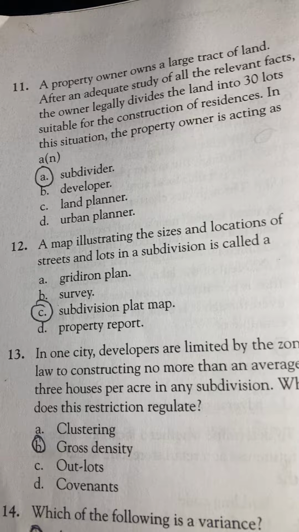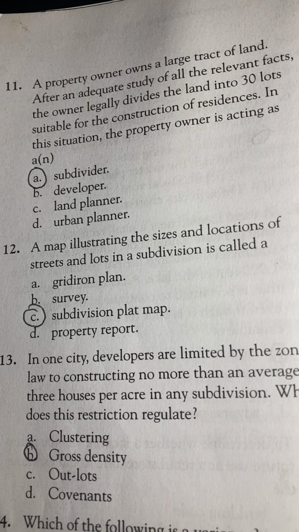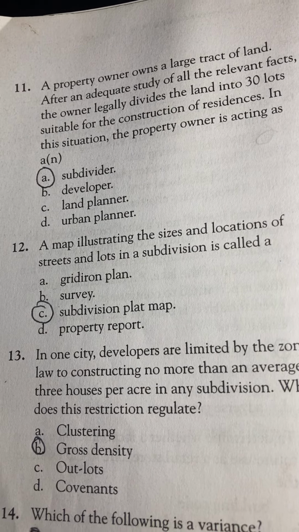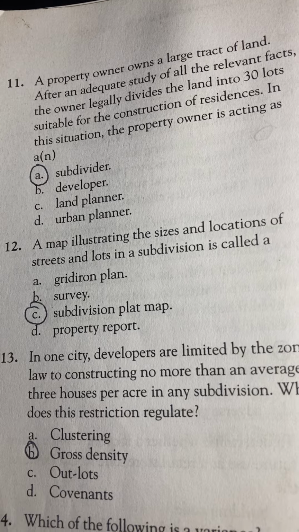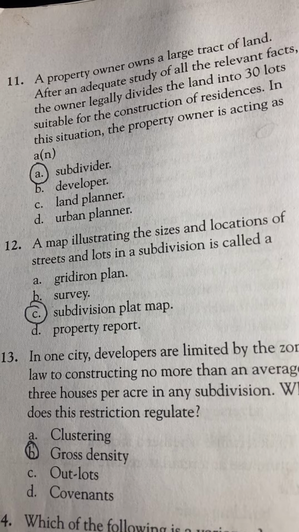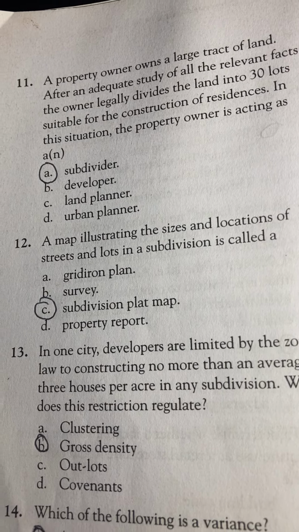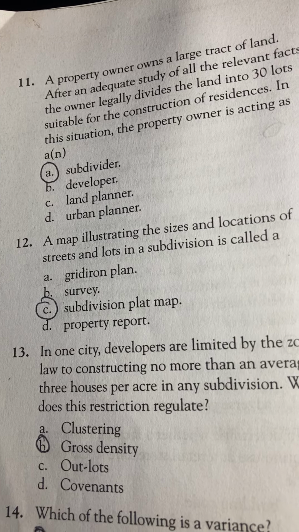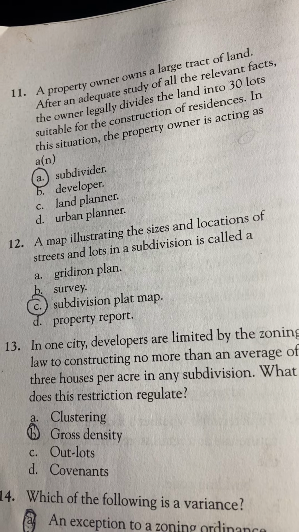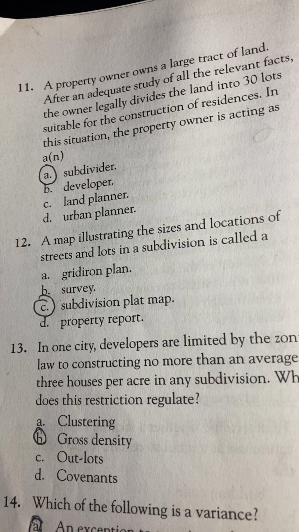Number 12. The map illustrating the sizes and locations of streets and lots in a subdivision is called A. Gridiron plan, B. Survey, C. Subdivision plat map, or D. Property report. The answer is C. Subdivision plat map.